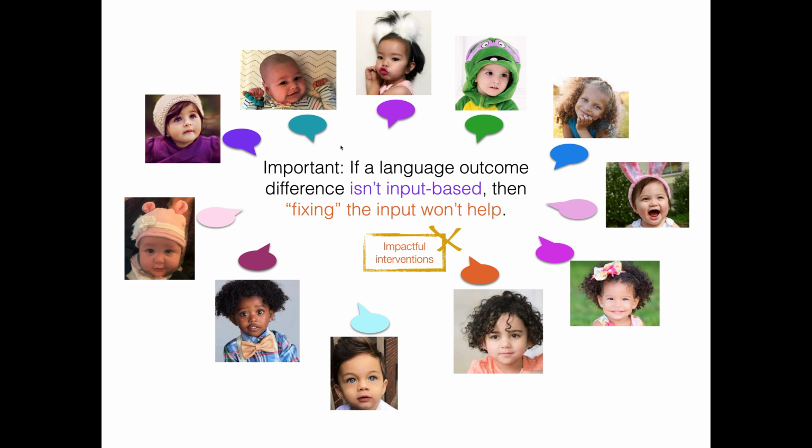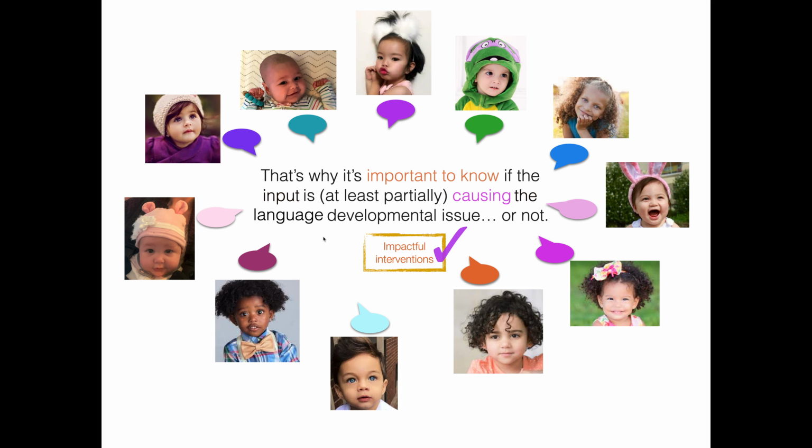Something important, of course, is that if a language outcome difference is there, but it isn't input-based, then fixing the input won't help. So it's helpful to know if the input on its own is somehow deficient, right, in a way that yields the target knowledge. That's why I'm focusing here on input and input-based potential delays. Again, it's important to know if the input is at least partially causing the language development issue that we might see or not. It comes back to how do you design, at the end of the day, impactful interventions to help kids.